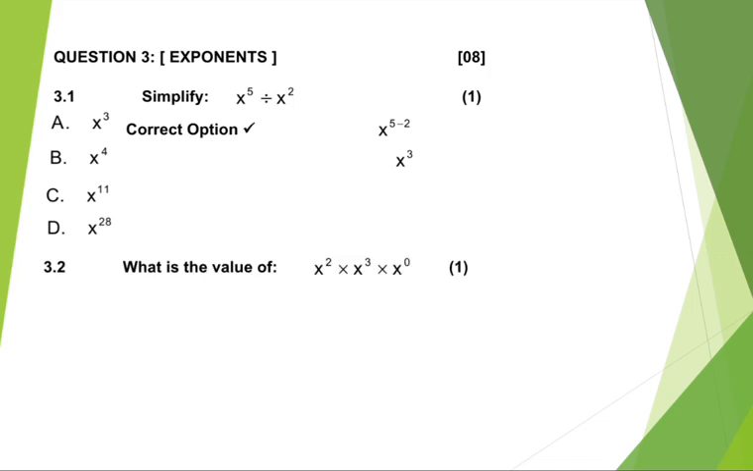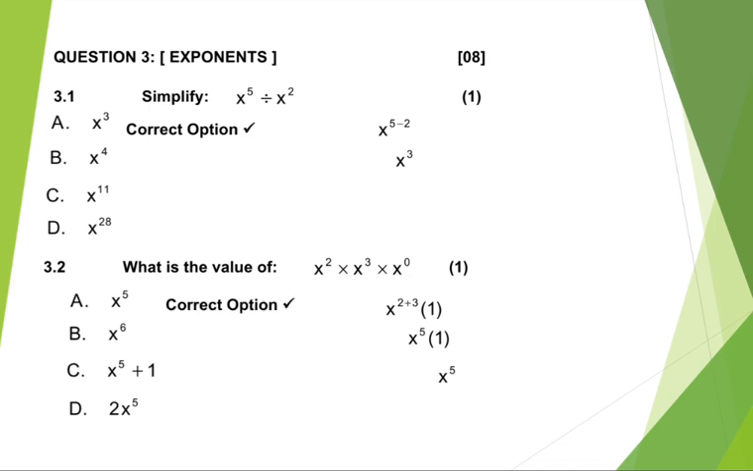Moving onward. What is the value of x squared multiplied by x cubed multiplied by x to the power 0? We are multiplying, so we add the exponents, and we know that x to the power 0 is 1. So we have x to the power 2 plus 3, multiplied by 1, which is equal to x to the power 5 multiplied by 1.